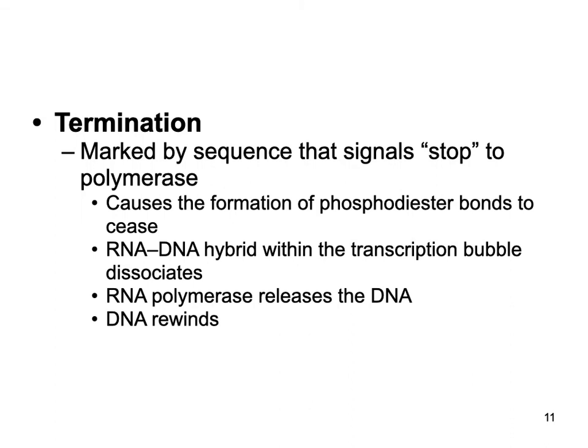Termination is the ending of this process. It's when the RNA polymerase hits a part of DNA sequence that tells it to stop, disassemble the whole complex of proteins, and for DNA to get rewound. Okay, so it causes information that allows the RNA and DNA hybrid to dissociate.